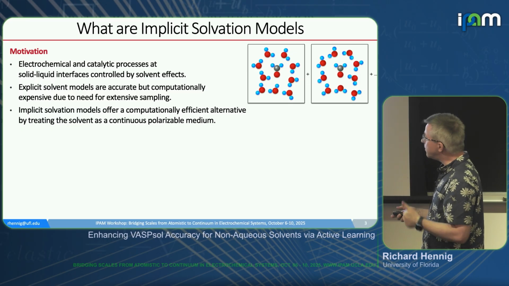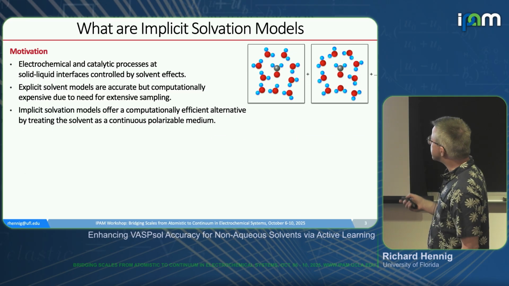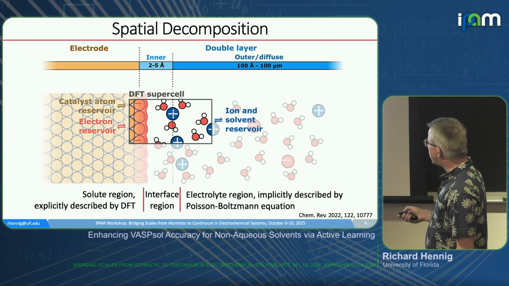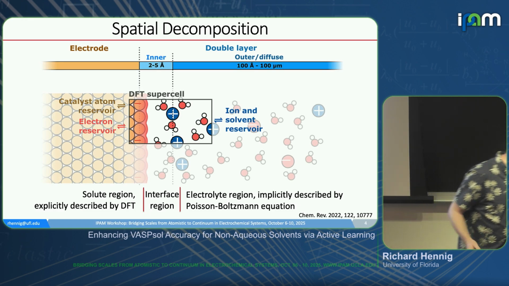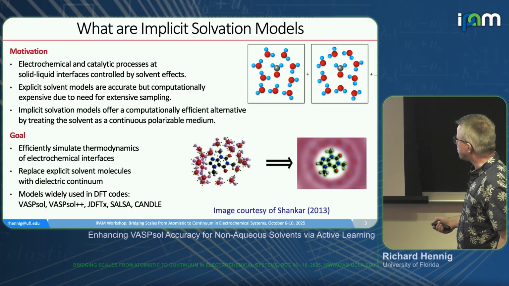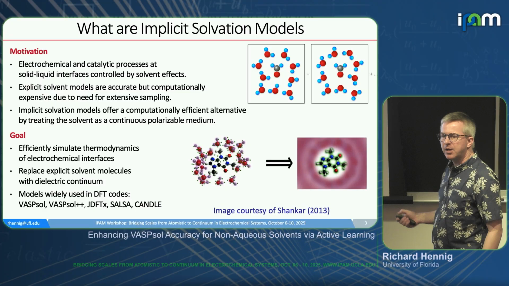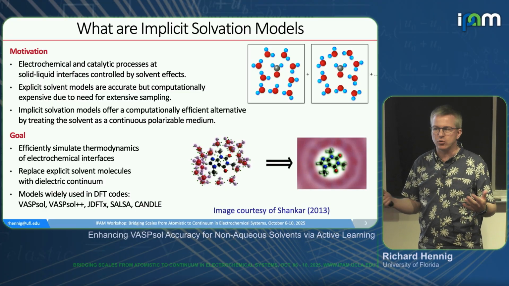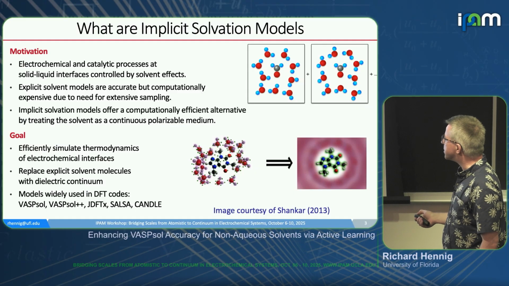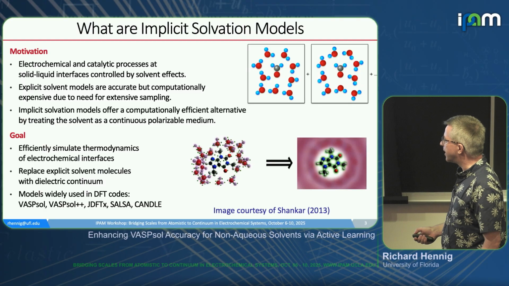Okay, efficiency, thermodynamic averages, that's what we're going to look for. So we try to get rid of the sampling. And so the goal is really to replace all our explicit molecules. Here's a picture from Schenker, who unfortunately couldn't come to this workshop, replaced by something which looks like a smeared-out density distribution or charge distribution of what the solvent does, and gives us the right thermodynamics for the system of interest. So we're replacing explicit solvent molecules with a dielectric continuum.